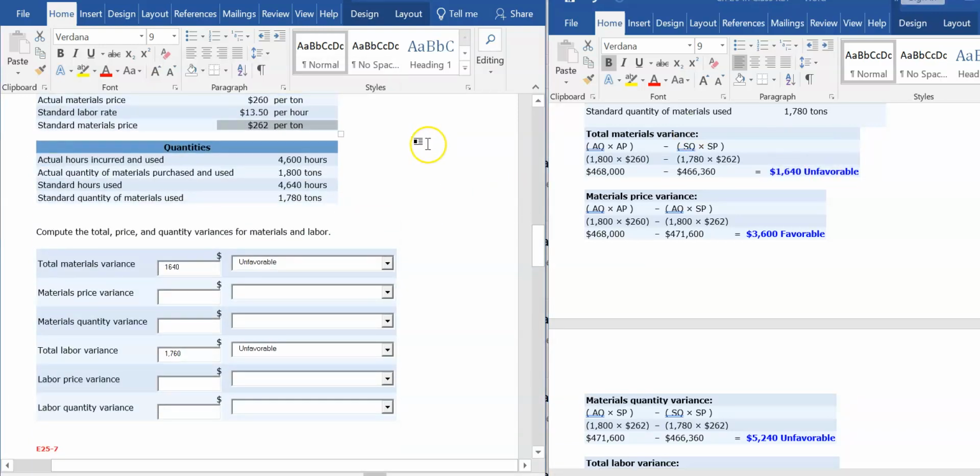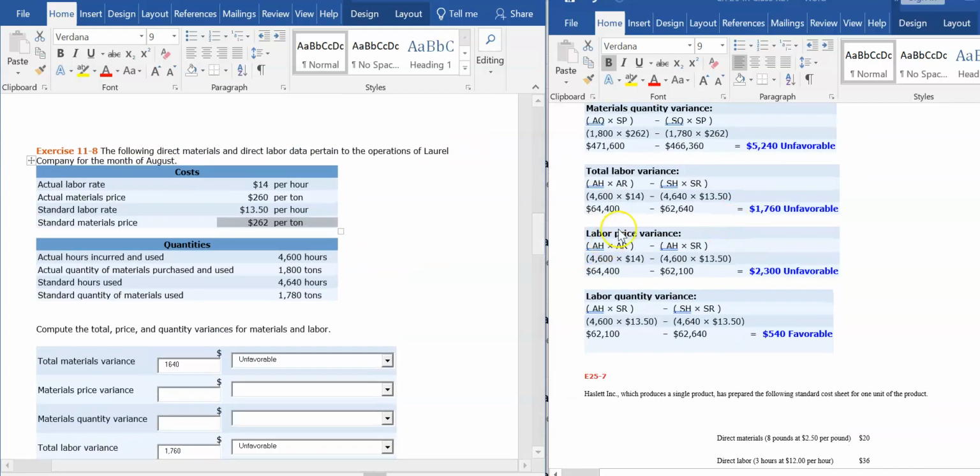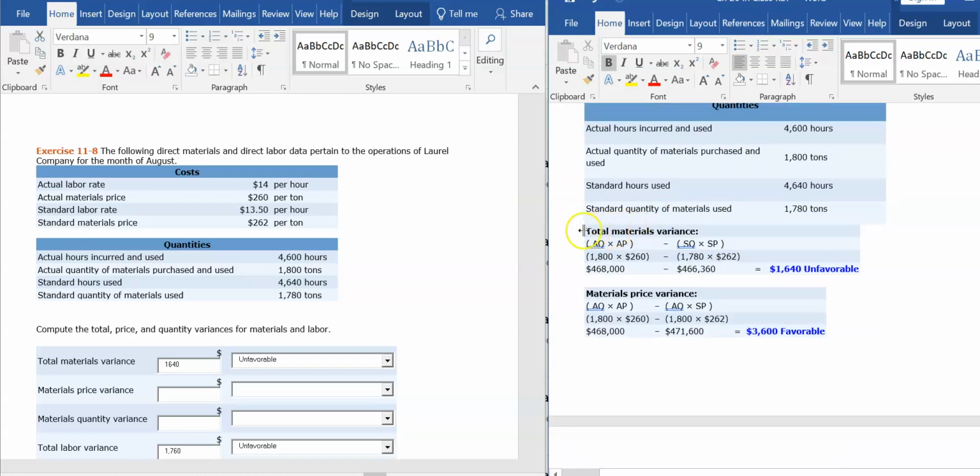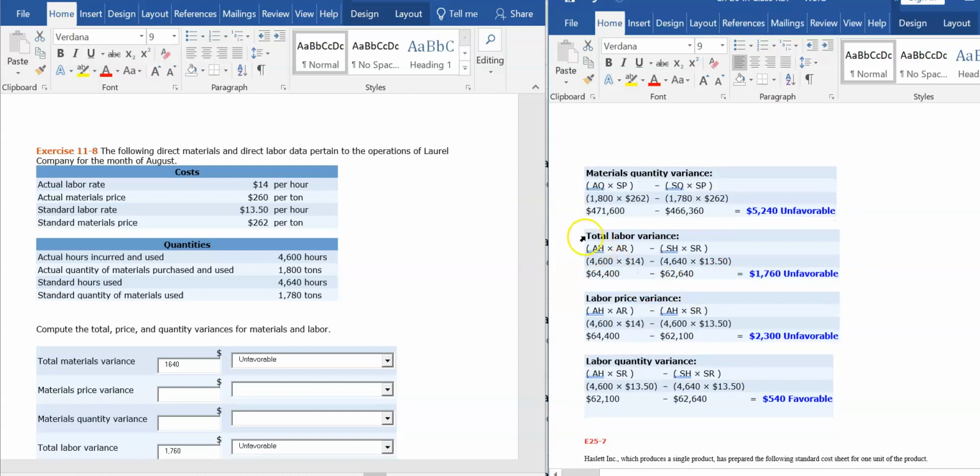We can do the same thing for the labor. The only difference is instead of calling it quantity, we're calling it hours because we're measuring our labor in hours. And the rate instead of a price because we pay a rate. But the same thing is going to happen that we did above. The total variance is going to be the difference between the total actual and the total standards. Total labor variance, total actual labor cost, and the total budget standard.